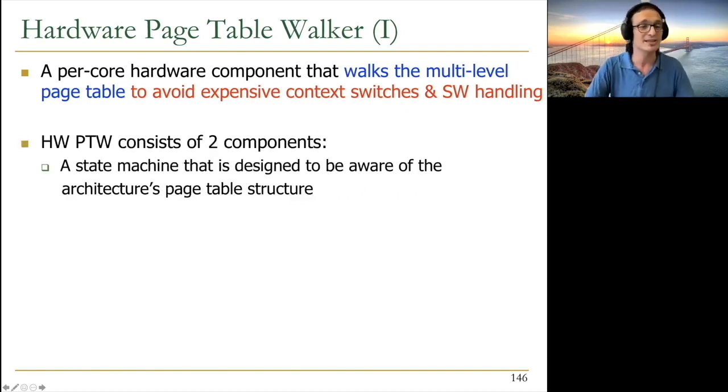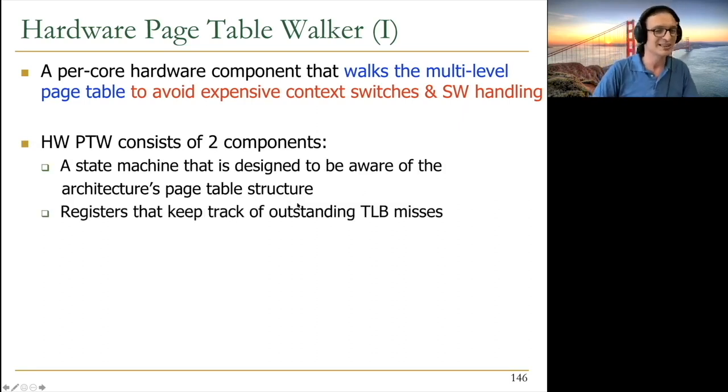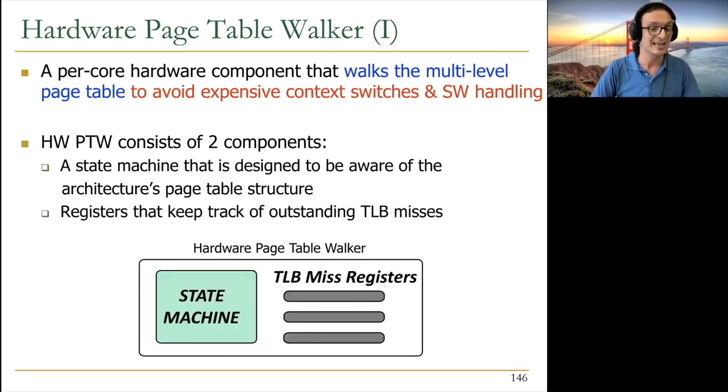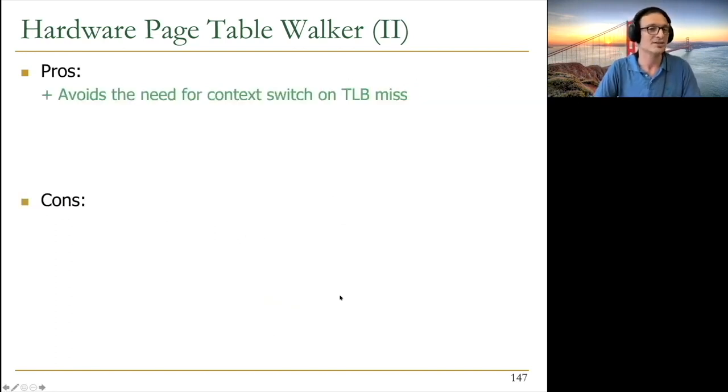It has two components. One is a state machine that is designed to be aware of the architecture's page table structure, and then registers that keep track of outstanding TLB misses. I'm not going to go into the details of it, but you can imagine how the state machine walks the page table. Of course, we actually saw the slide earlier. This avoids the need for a context switch on a TLB miss.